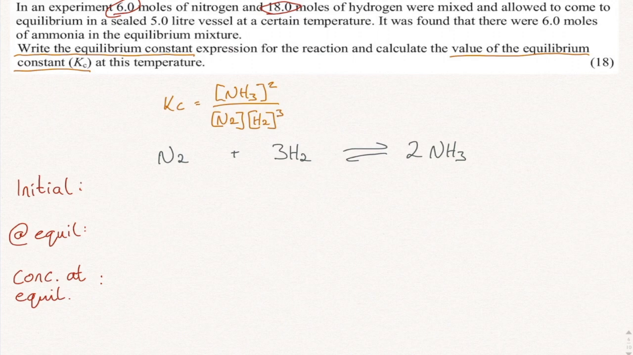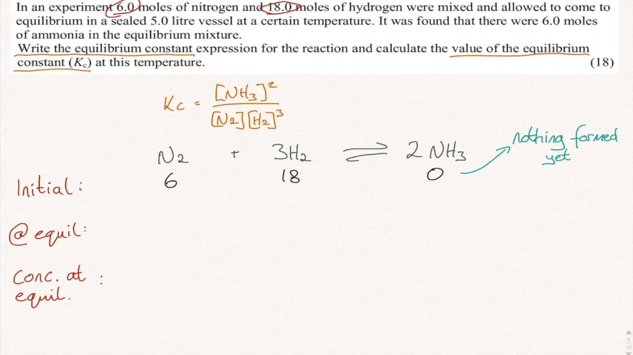Highlight the moles provided in the question. For example, there are 6 moles of nitrogen. There are 18 moles of hydrogen. This makes sense because if you look at the chemical reaction, there are 3 times more hydrogen used as a reactant than nitrogen. Finally, the product is always 0 for initial. This is because the reactants have not yet reacted.